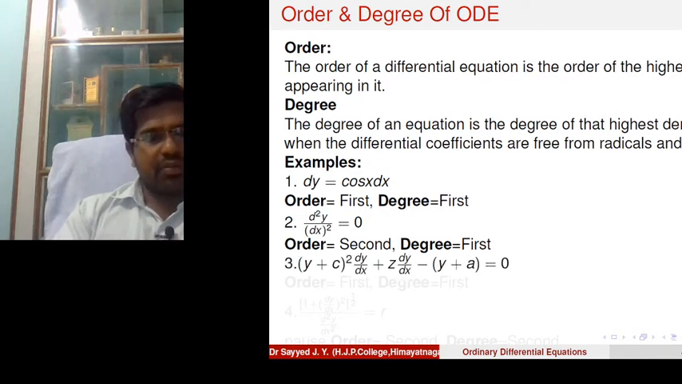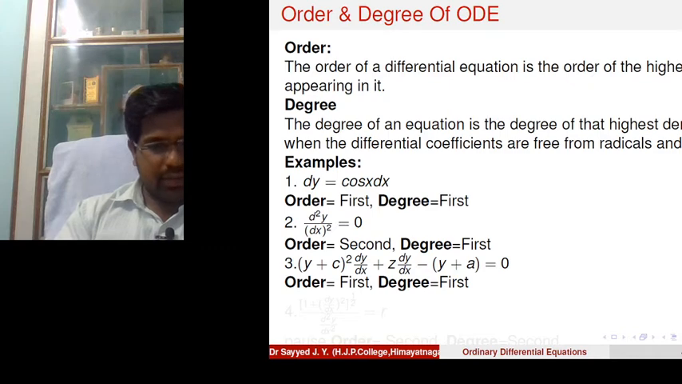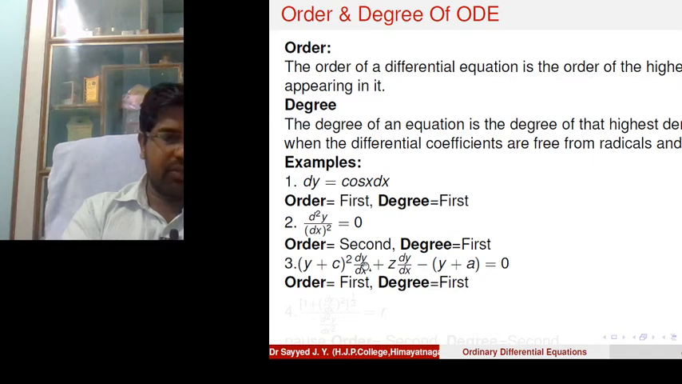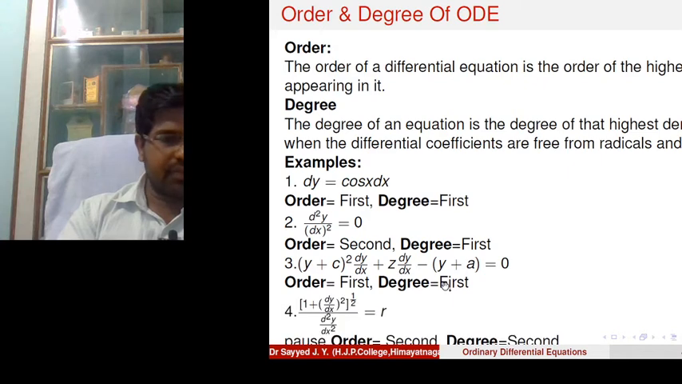Next is (y + c)² = (y + c)² dy/dx + z dy/dx − y + a = 0. What is its order? Its order is 1, because all the coefficients of dy/dx here and here have degree only 1. The order is 1, that's why the degree is also 1.